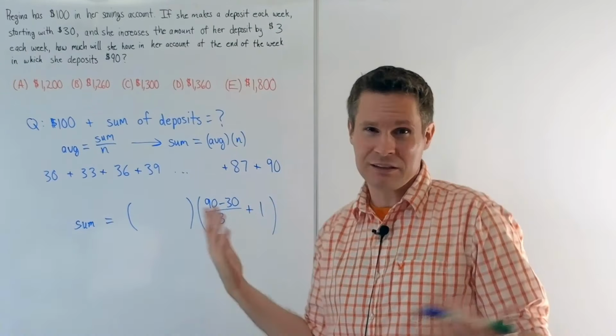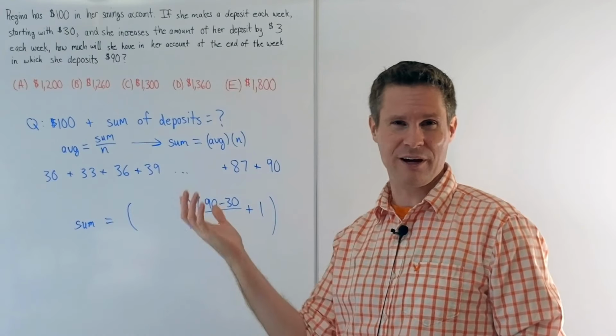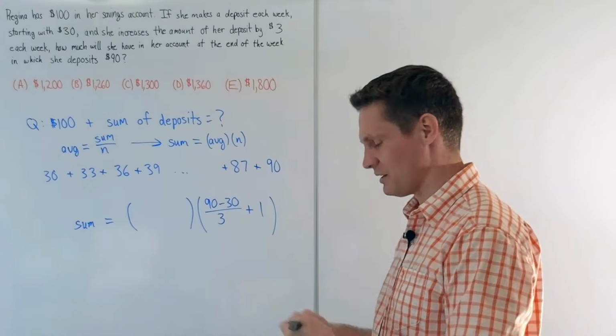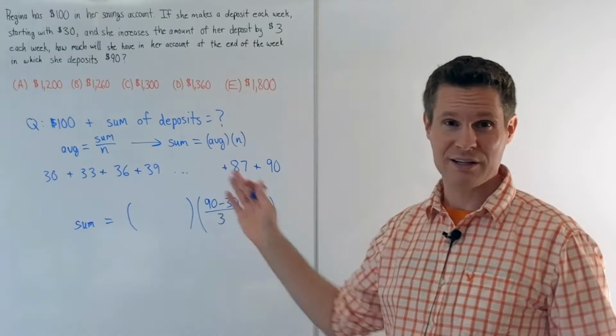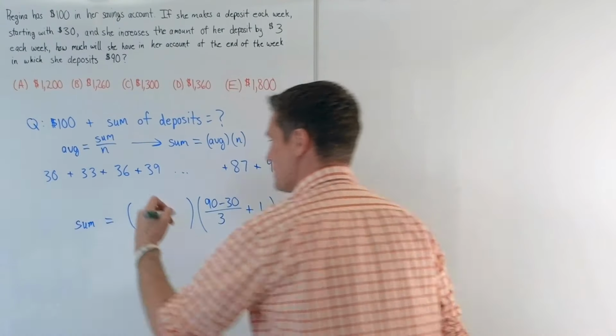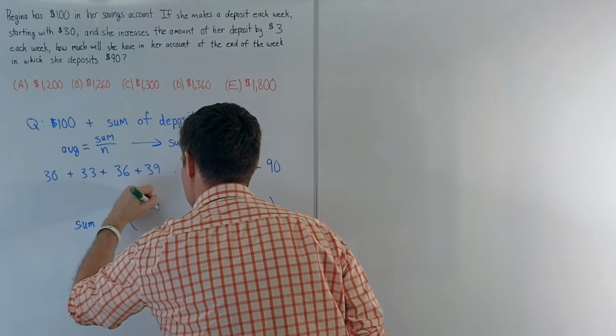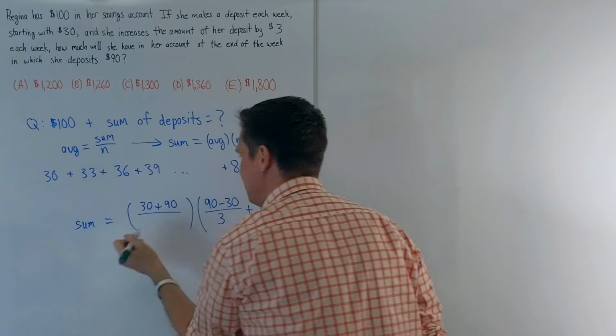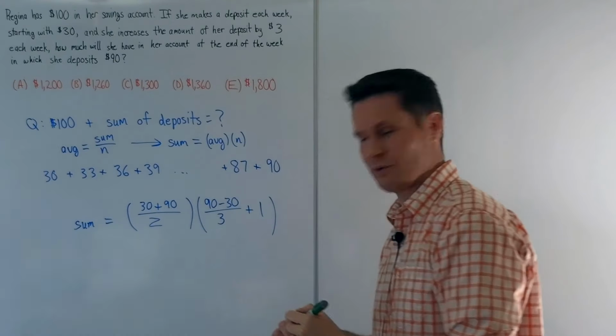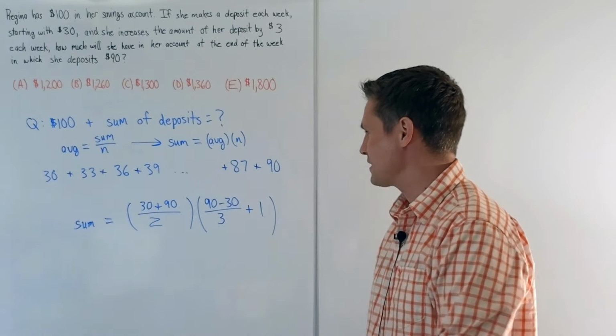How do we find the median? Well, to find the middle number, if it's an equally spaced set of numbers, all we have to do is take the average of the highest and lowest numbers. So in this case, that's going to be 30 plus 90. And then to find the average of those two, we just divide by 2. That's going to give us the average.